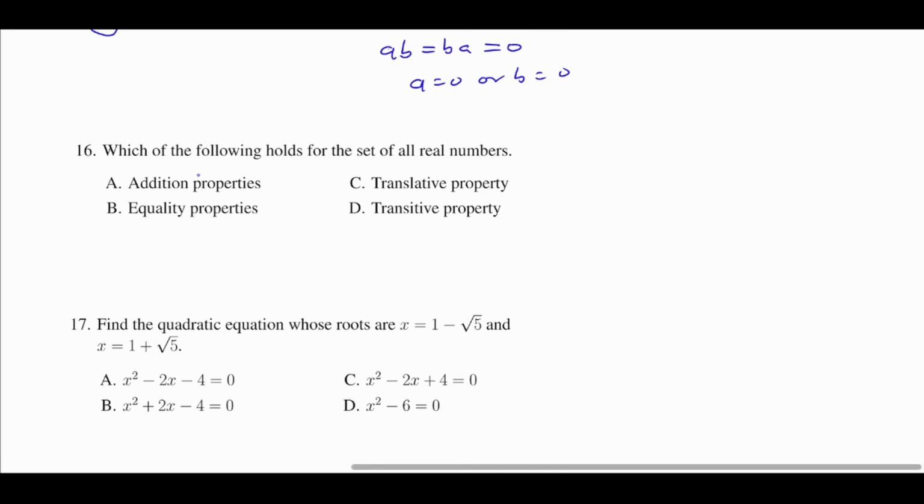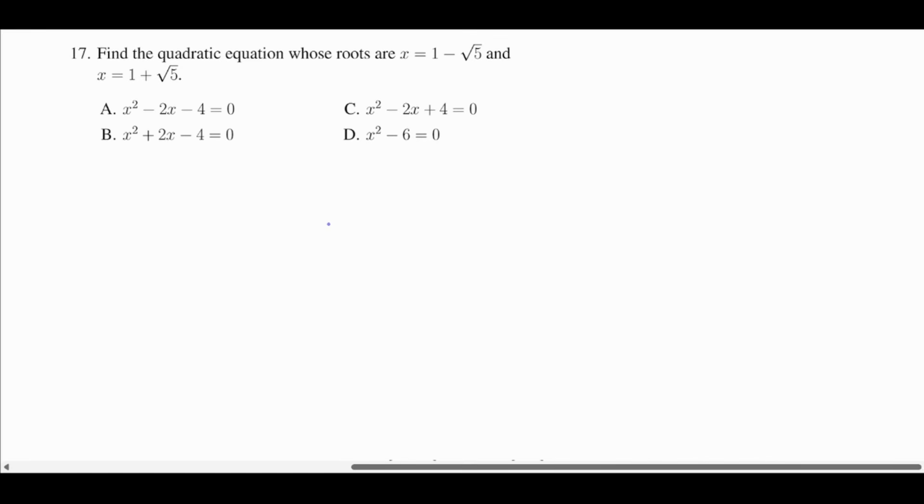Now, this question had an omission, and the omission was, which of the following does not hold? In that case, addition properties hold for all real numbers. Yes, it holds. Equality property also holds for all real numbers. Transitivity properties also hold. But for the transitive property, we don't even have that there. And so in that case, the answer should have been C. But we gave it out as that. Alright. Now we go to question 17. So we should find the quadratic equation whose roots are this.